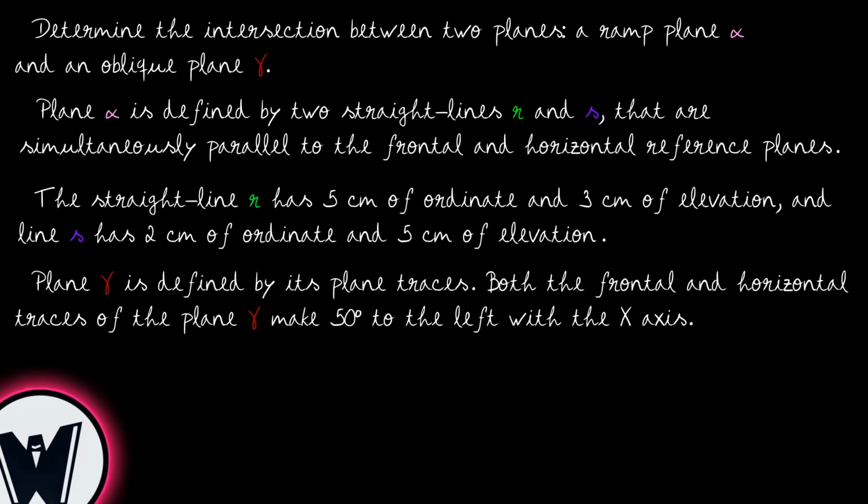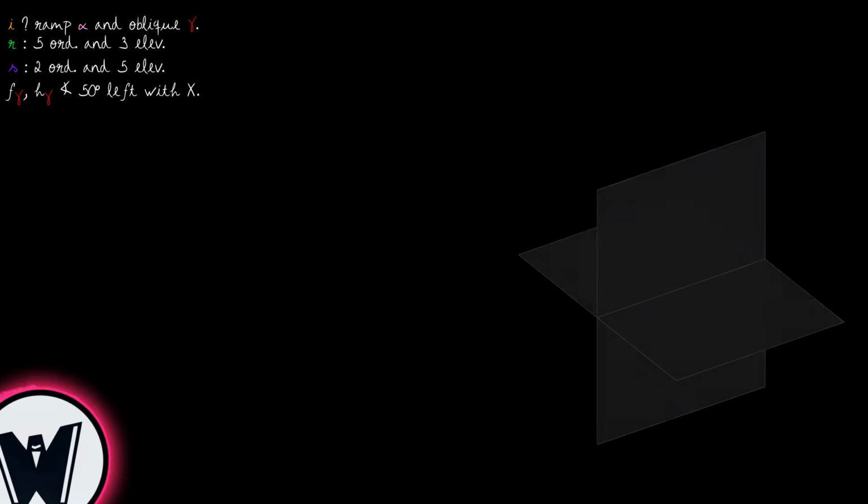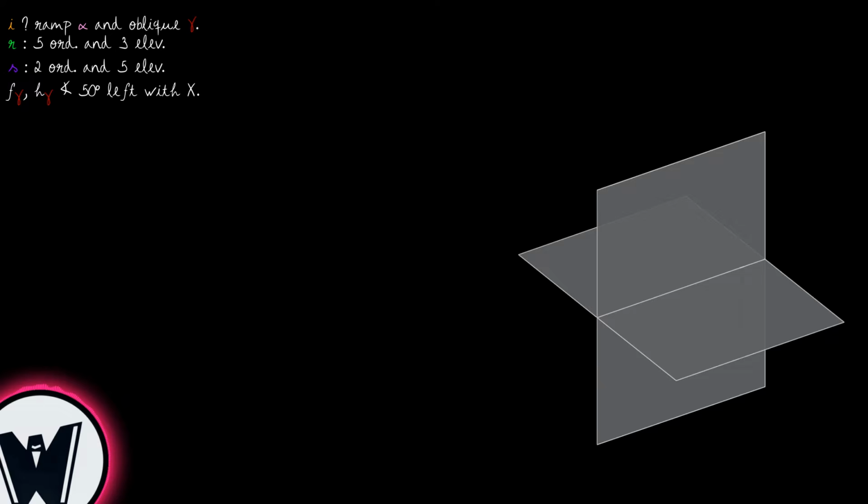This exercise is solved using the Monge's projection or orthogonal double projection method. It is also provided a 3D auxiliary drawing corresponding to what we are doing in 2D on the left. We start by drawing the x-axis, the intersection of the frontal and horizontal reference planes.